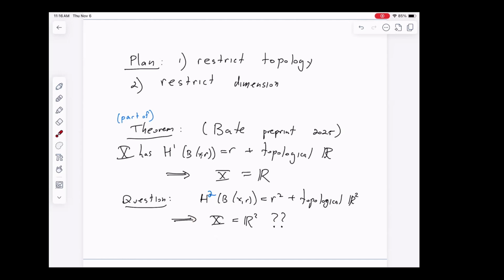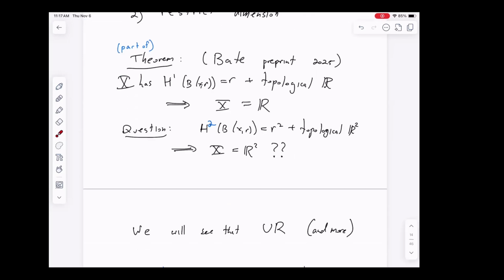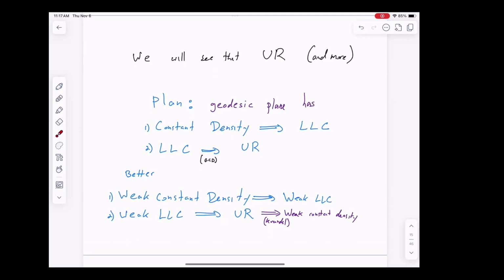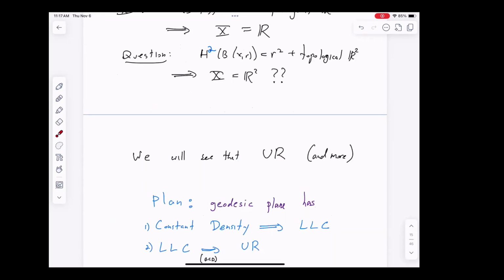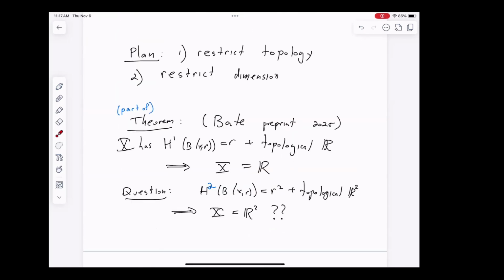So initially that was something that we were asking, but Raanan, a quick question. When you say something is equal to R or equal to R2, you mean with the Euclidean metric, right? Yes, with the Euclidean metric, absolutely. Right. So yeah, if I just write this, I mean with the Euclidean metric. Thank you.